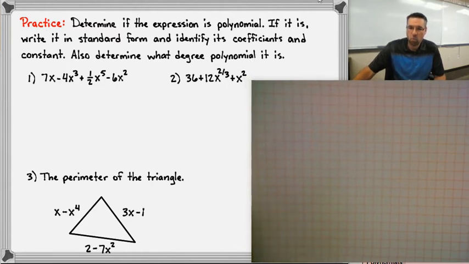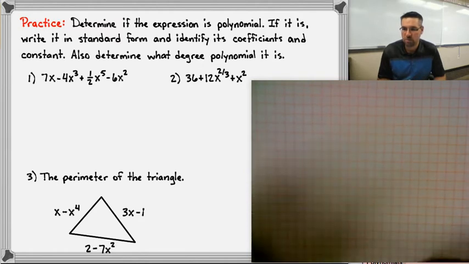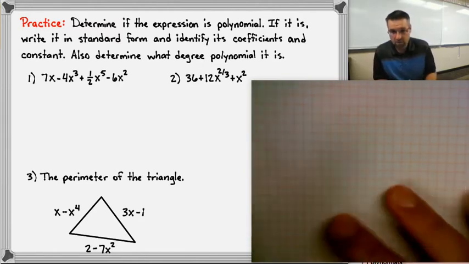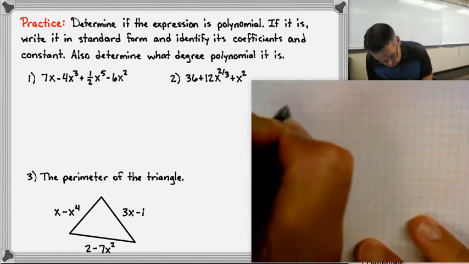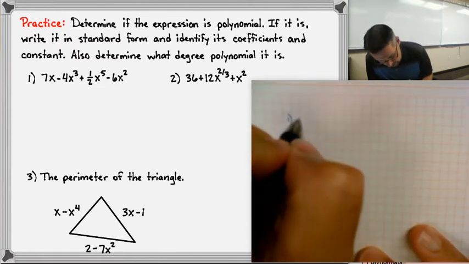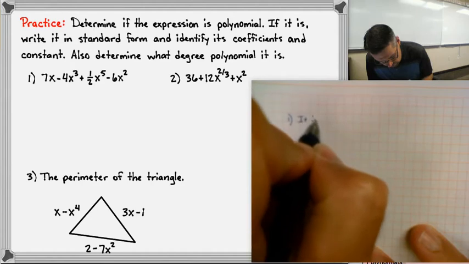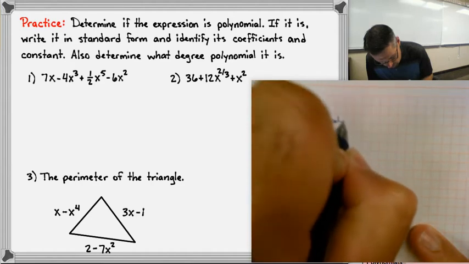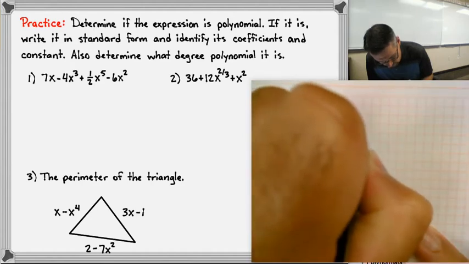Okay, for number 1, first question, is it a polynomial expression? Well, we can see that the exponent here is 1, the exponent here is 3, the exponent here is 5, and 2. These are all whole number exponents. Therefore, it is a polynomial. So for number one, we're going to say it is a polynomial, or yes, if you want to shorthand it.